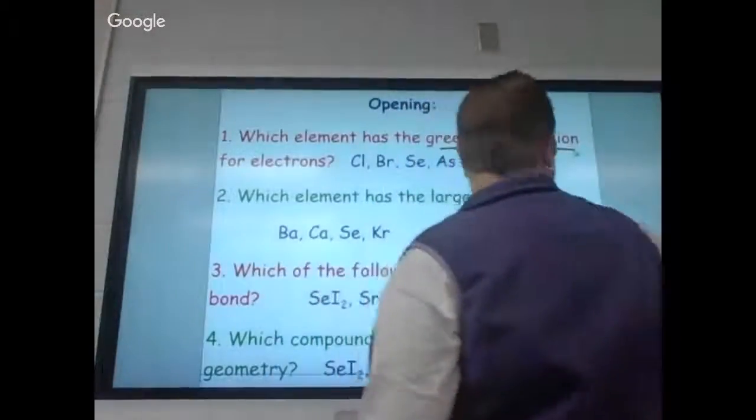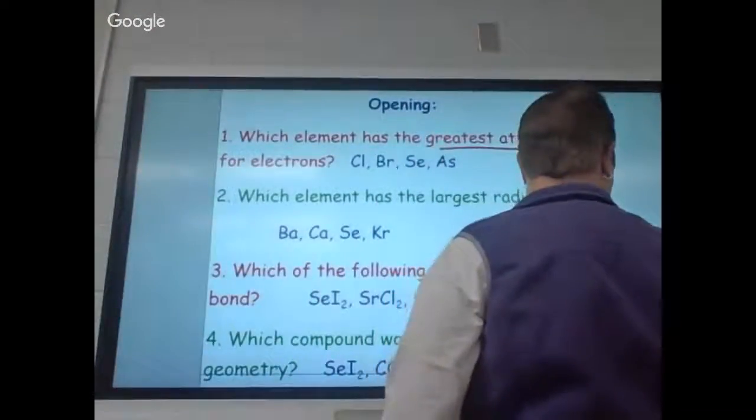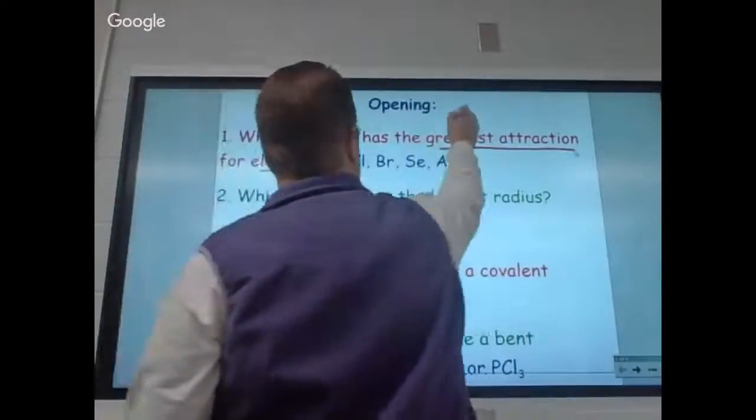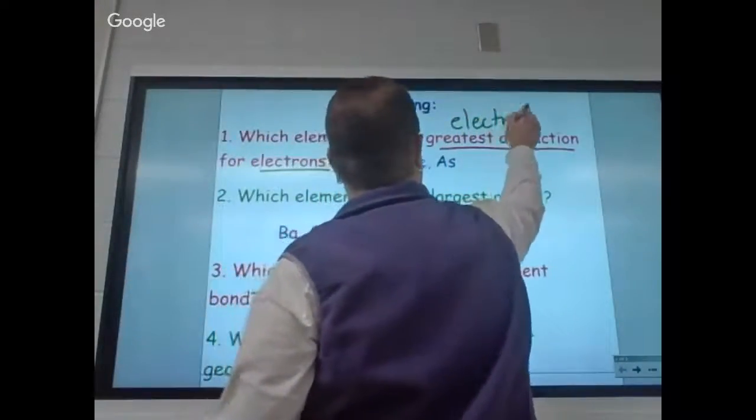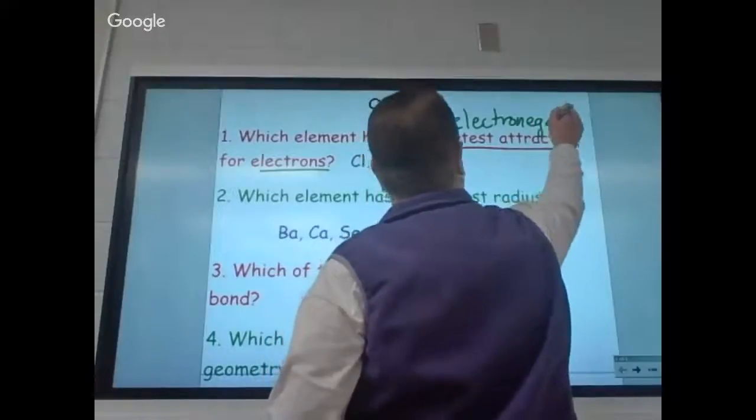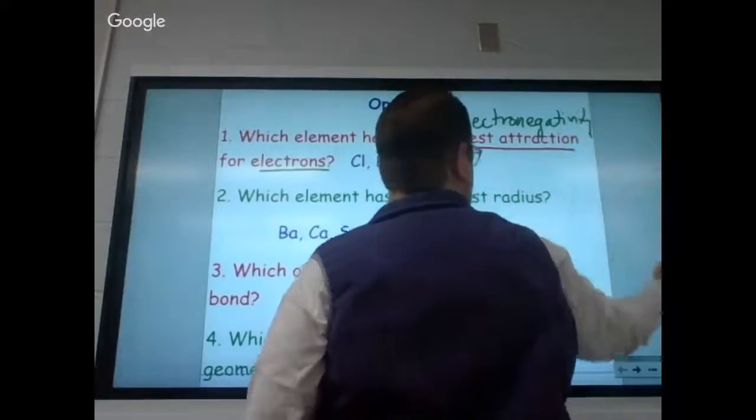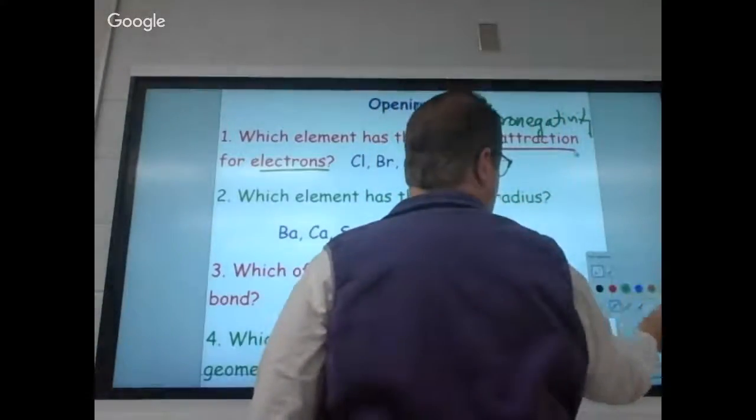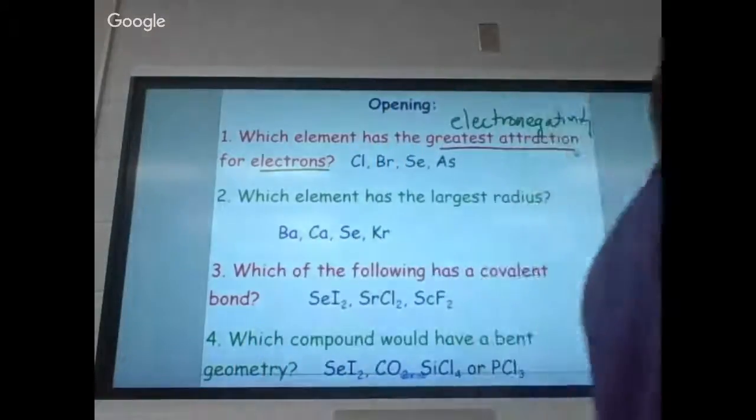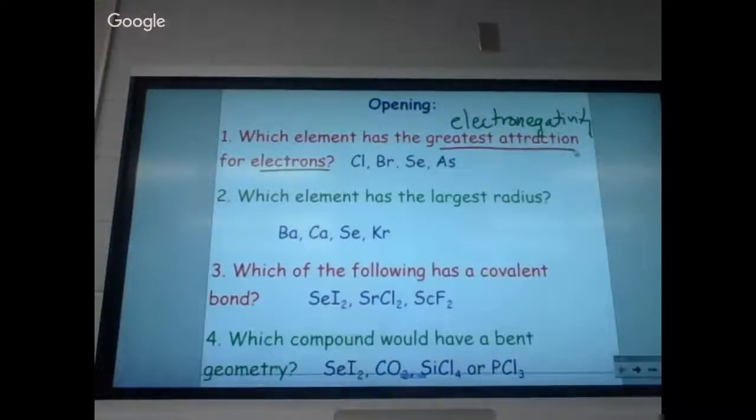That word right there is just another way of saying electronegativity. Those of you who are basing it on ionization energy aren't going to get the wrong answer, because ionization energy and electronegativity are the same trend. So who would have the greatest electronegativity on the periodic table? Anybody remember which element has the greatest electronegativity?